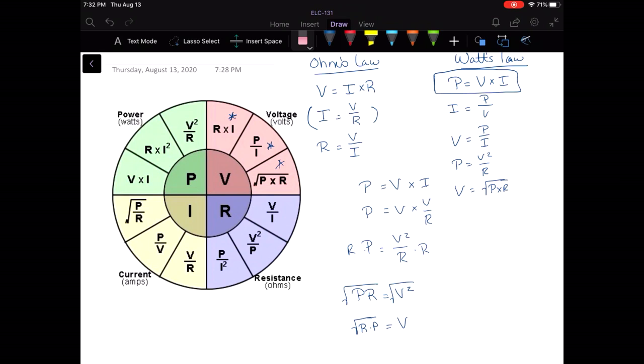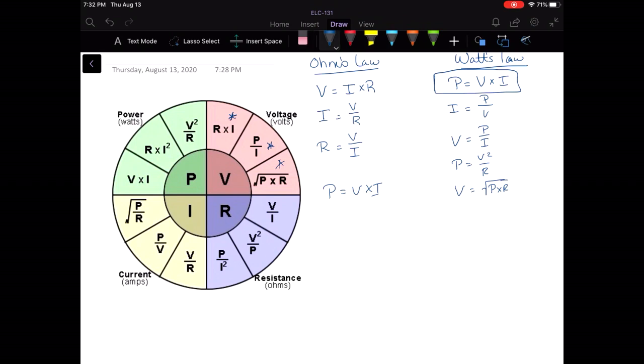Okay. Now, let's go the opposite way, and let's say in our power equation, P equals V times I, instead of using this equation, we're going to use V equals I times R. So we're going to substitute for V, I times R times I. So P is equal to I squared times R. So there's another equation.